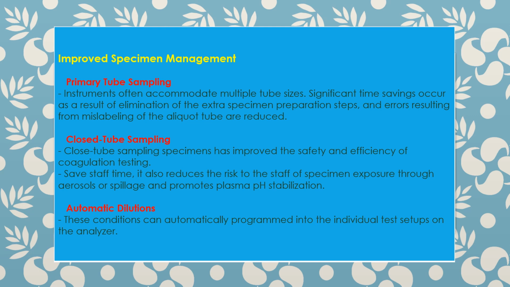Closed tube sampling. Closed tube sampling of specimens has improved the safety and efficiency of coagulation testing. It saves staff time. It also reduces the risk of staff exposure to specimens through aerosols or spillage, and promotes plasma pH stabilization. Automatic dilutions. These conditions can be automatically programmed into the individual test setups on the analyzer.